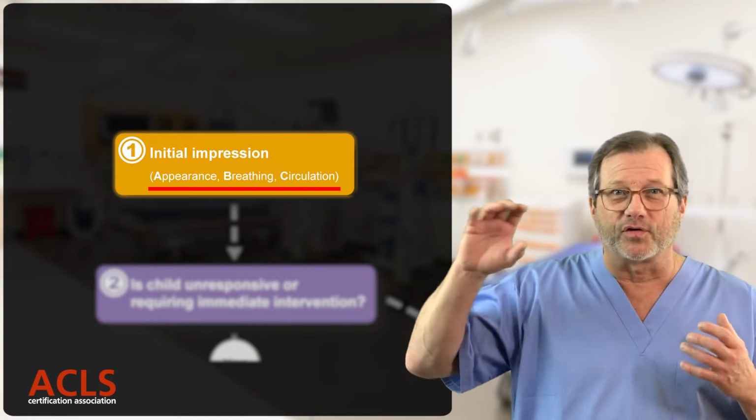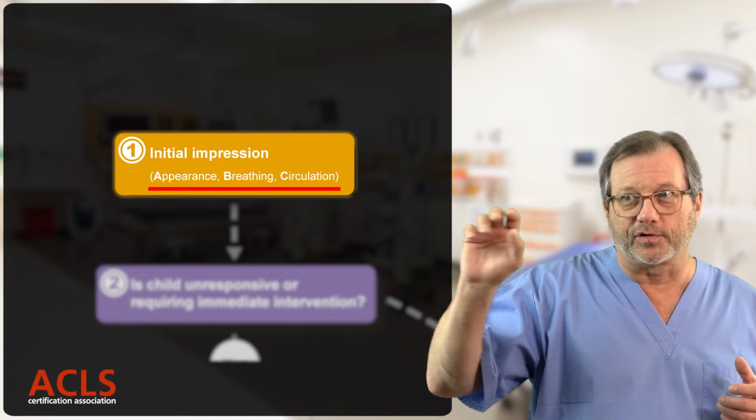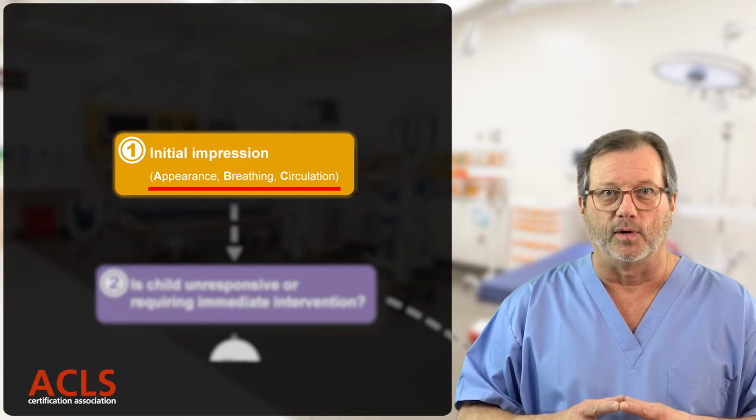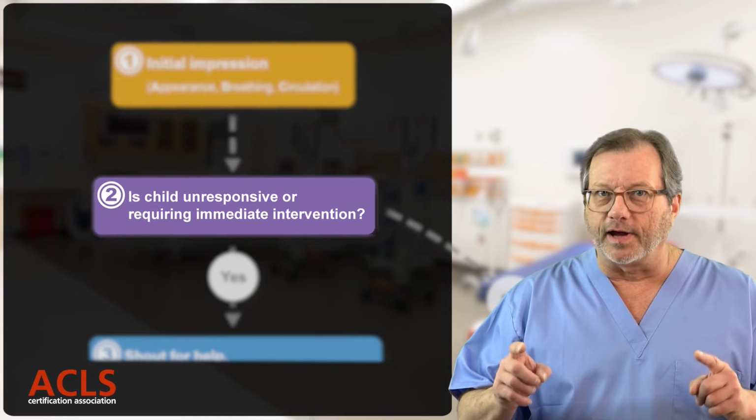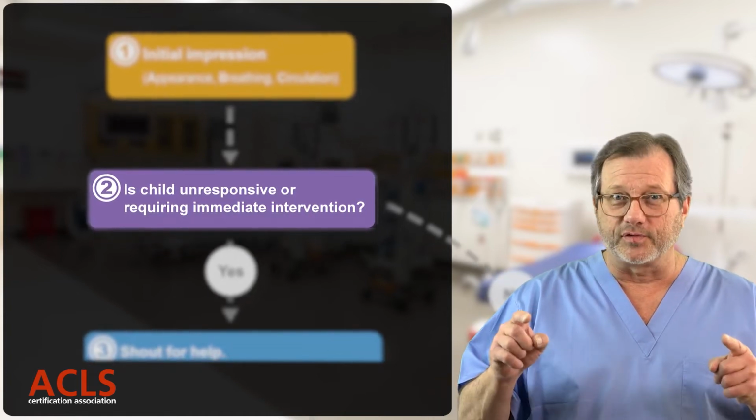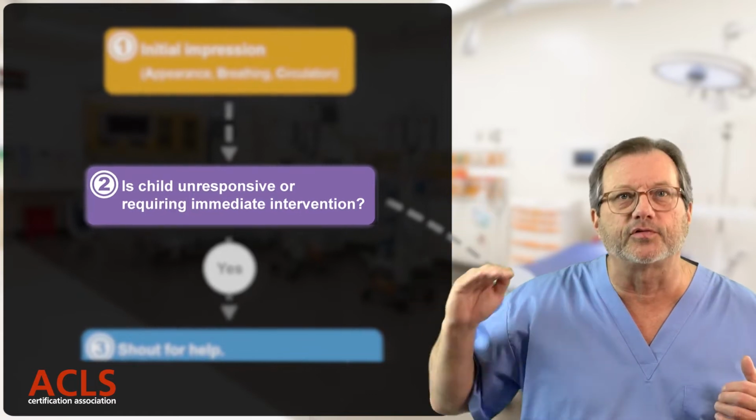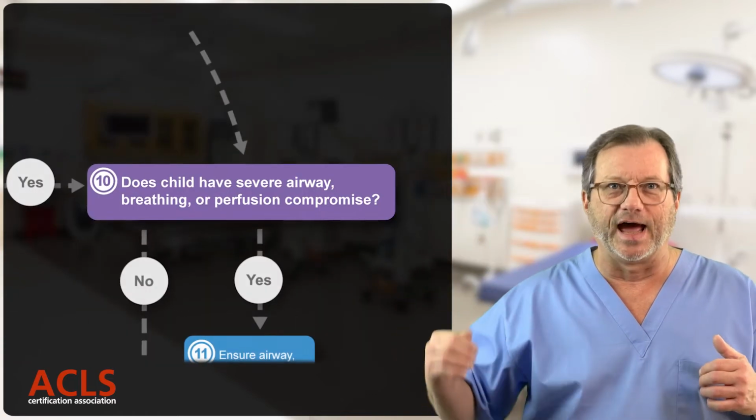So that's the first step. We just do a quick down and dirty appearance, breathing, circulation, and this is kind of from across the room. Next, is the child unconscious, unresponsive? Do we have to go to work right now? So after that, we looked at that appearance to see, is this an emergency? We're going to take the path that is not an emergency.